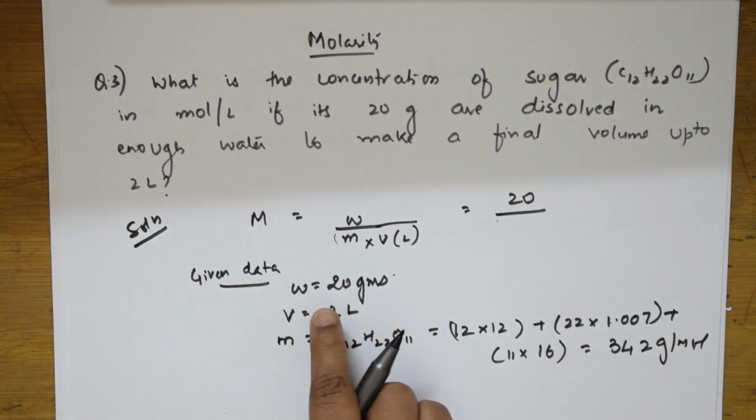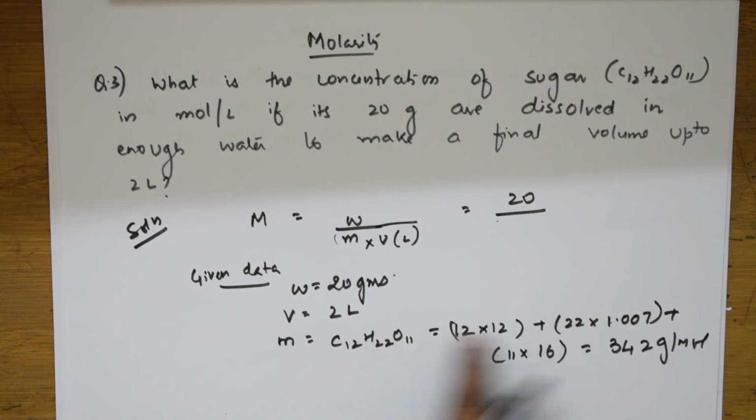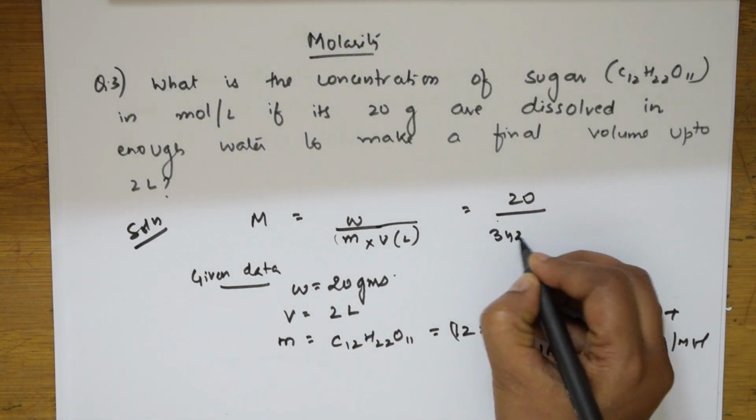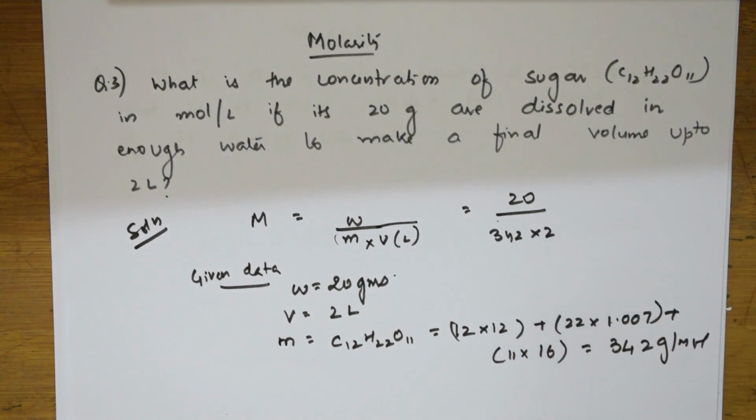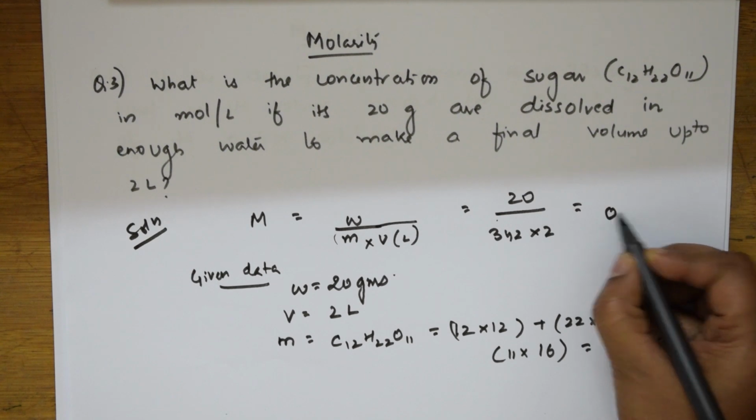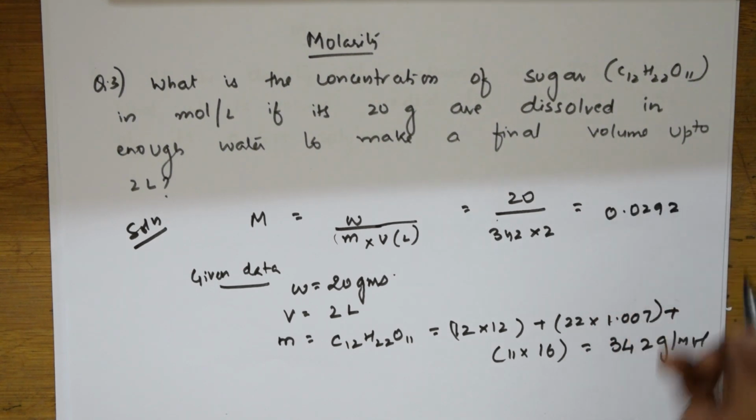The weight is 20. How much is the mass given to us? Your calculated mass. It is 342 into 2, because everything is in liter. So when I solve this, I get an answer of 0.02092. Fine. So here, what are the units?